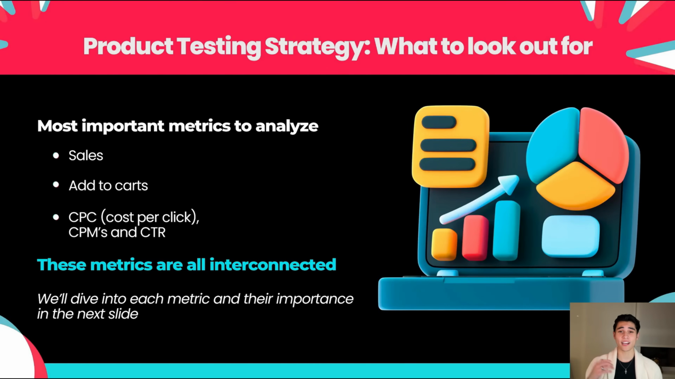Okay, so now that you guys have set up your campaign, here comes the important part, which is actually analyzing your metrics to see if your product actually has viability and if it has potential to be a winning product. So here are the most important metrics to analyze. Obviously, number one is the sales. If you're making money and you're profitable, that is a great sign.